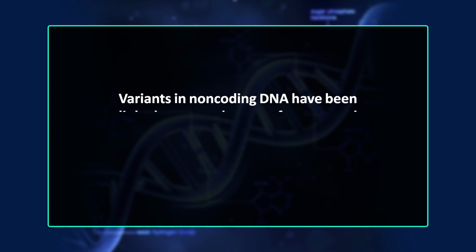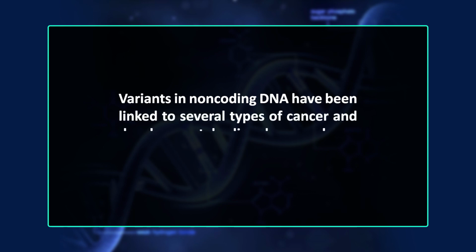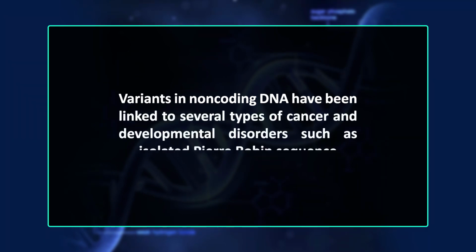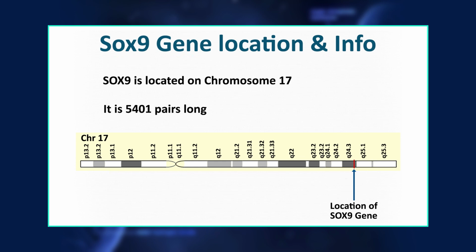Variants in non-coding DNA have been linked to several types of cancer and developmental disorders, such as isolated Pierre-Robin sequence. This condition is caused by changes in the regions of non-coding DNA that act as enhancer elements. Enhancers attach proteins that help turn on particular genes. The enhancers altered in isolated Pierre-Robin sequence control the activity of the SOX9 gene.